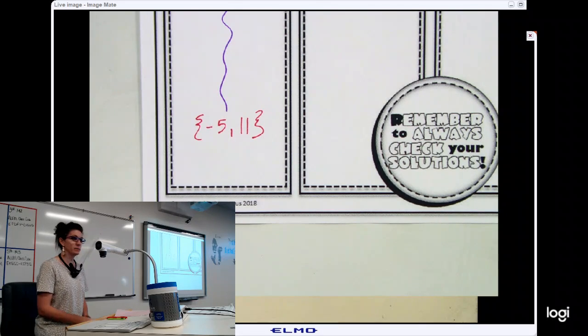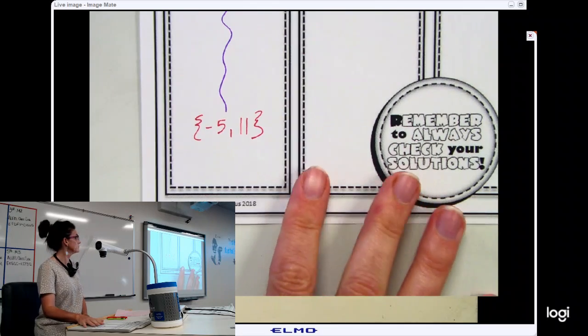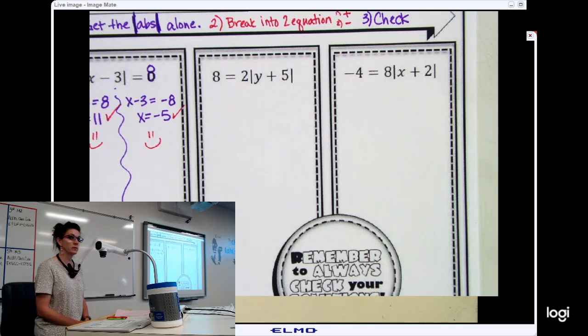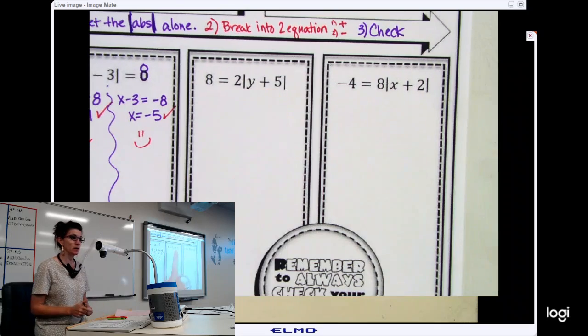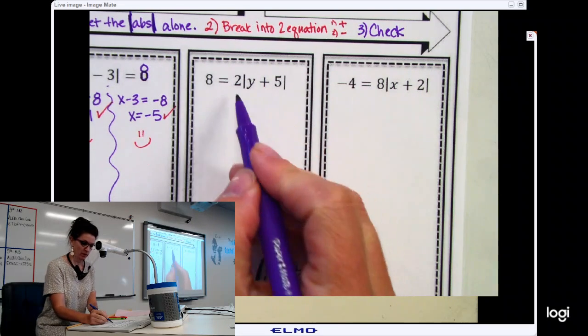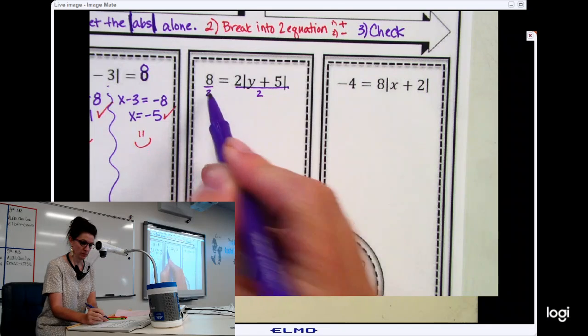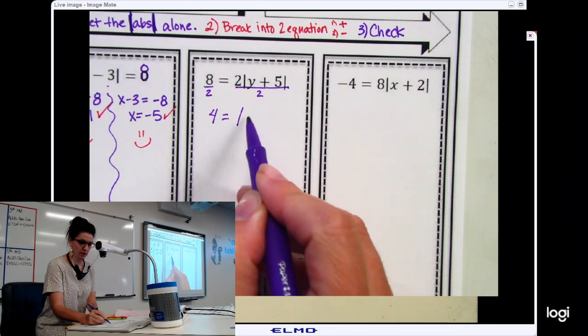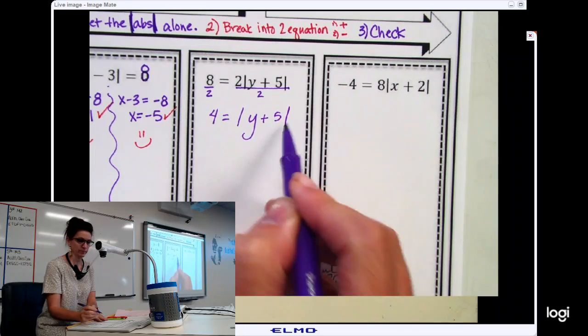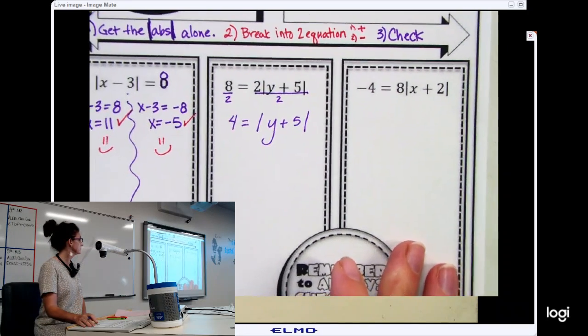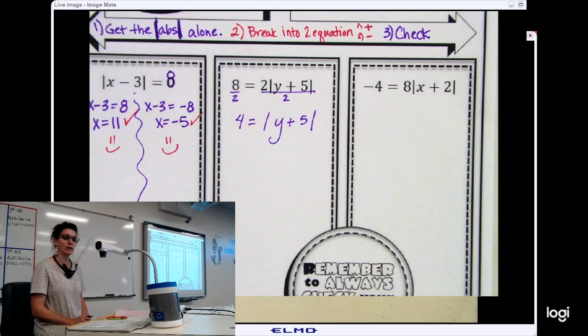Am I giving you guys enough time to write your notes? Okay. Moving on to the second problem. Is the absolute value alone on its own side of the equal sign? What's there that I need to get rid of? Yeah, the 2. So this is 2 times. How do I undo that 2 times? Divide both sides by 2. So now I've got 4 equals absolute value of y plus 5. All right, I've done that step 1. Get the absolute value alone.